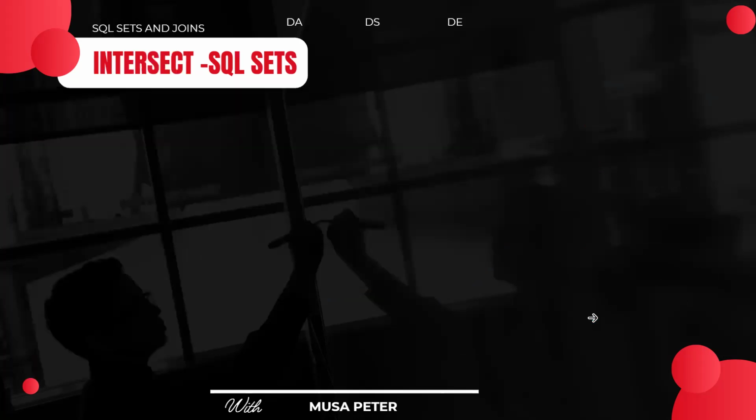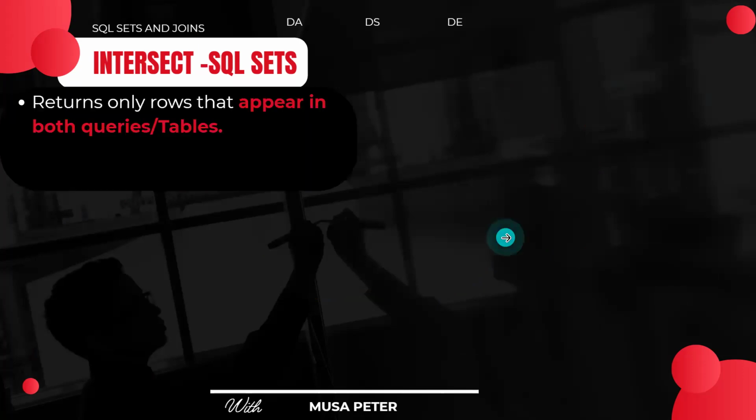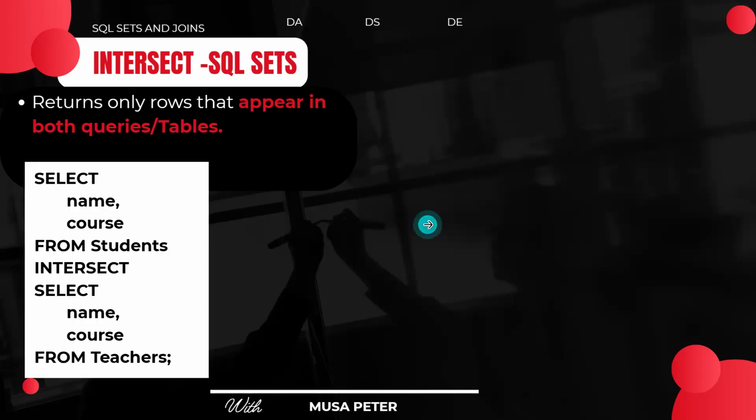Then our third type of SQL set is intersect. Intersect returns only rows that appear in both queries, or even both tables. So assume you have two tables, an employer's table and an employee's table, and you want to get names that are found within the employer's table and also found within the employee's table. What you do is use intersect. So intersect gives us the values that are found within the two tables.